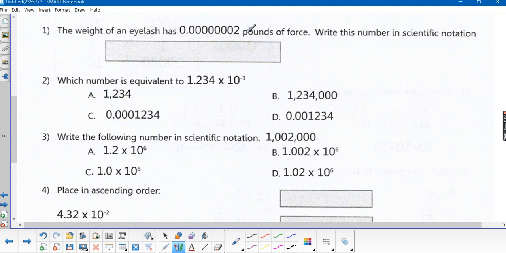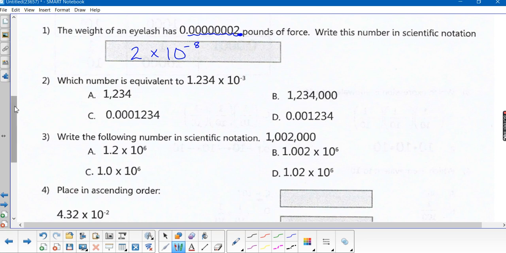In order for us to make this number that is greater than or equal to 1 but less than 10, we'd have to place that decimal right here, because then it would make it a 2. Okay? So we know that we have 2 times 10 to the negative. How many times did we move it? 1, 2, 3, 4, 5, 6, 7. We moved it 8 times. So it's 10 to the negative 8th power.